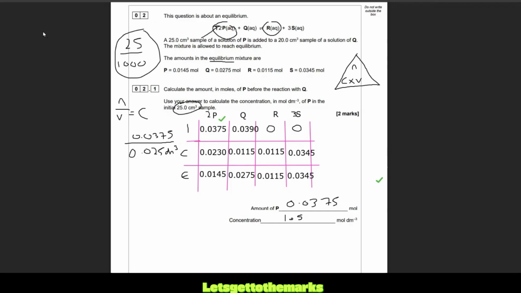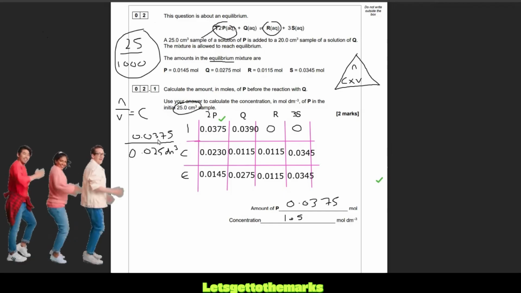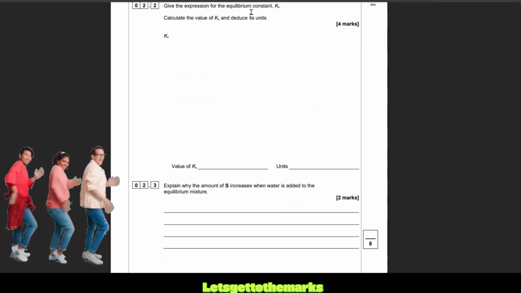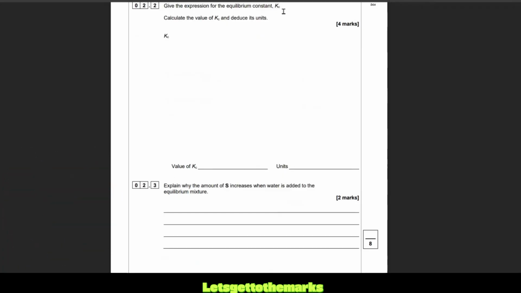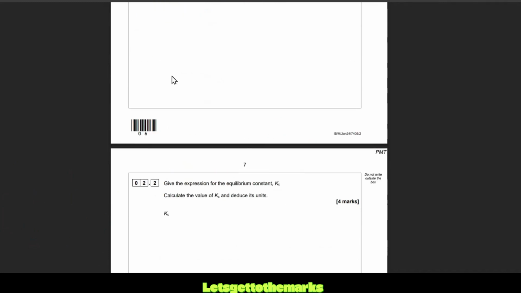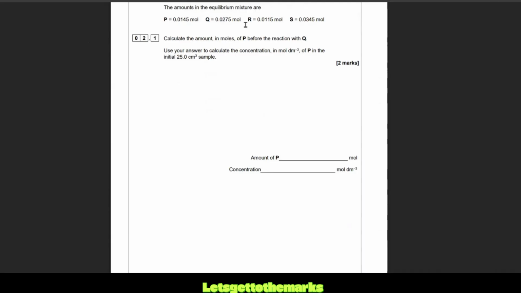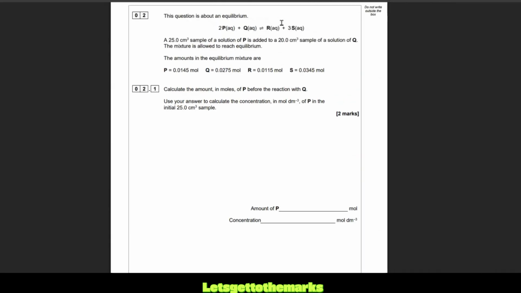Let's move on. Now that was 2.1, we're down to 2.2. Give the expression for the equilibrium constant Kc, calculate the value of Kc, and deduce the units. Actually, let me go up here and work it out where I have the moles. I'm going to work out the value of Kc using this, and it's worth 4 marks. So just bear with me because I've got to do it over here.